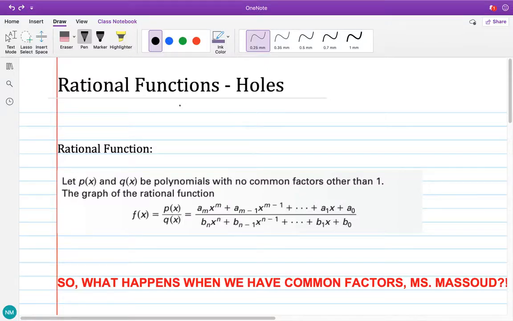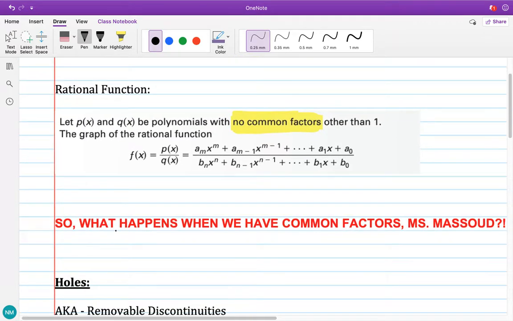So at this point, you've probably realized that for every single function that we've done, we've used this definition: let P of x and Q of x be polynomials with no common factors other than one. And this is our general rational function. But today we're going to talk about something that we call holes or removable discontinuities, which only occurs when there are common factors between P and Q. So what happens if we have a common factor? That is when a hole comes in.